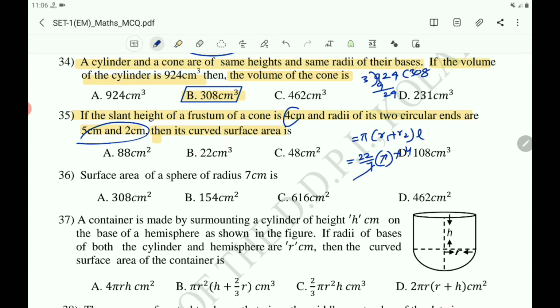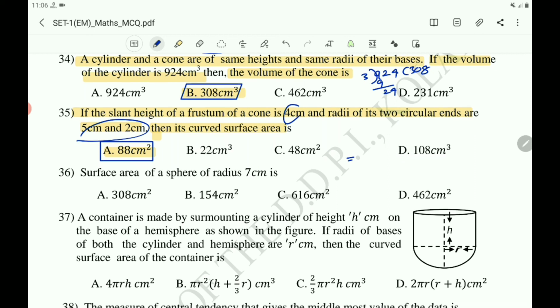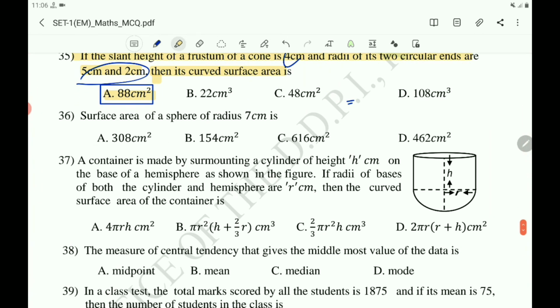Then you will get 22 into 4, which equals 88 cm cube. What is the answer here? 88 cm cube is the answer. Note it down. You must know the formula and also you must know the calculation, then only you can get the answer here. Then question number 36.